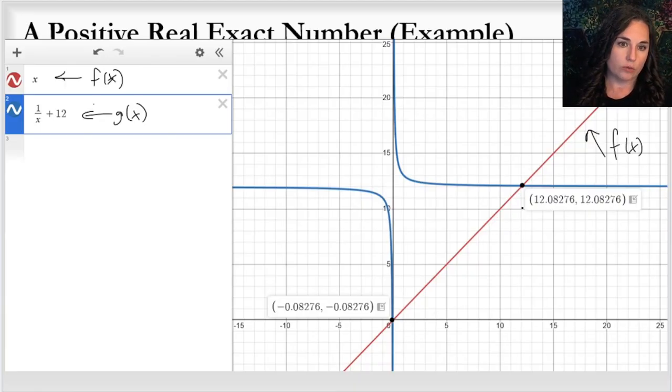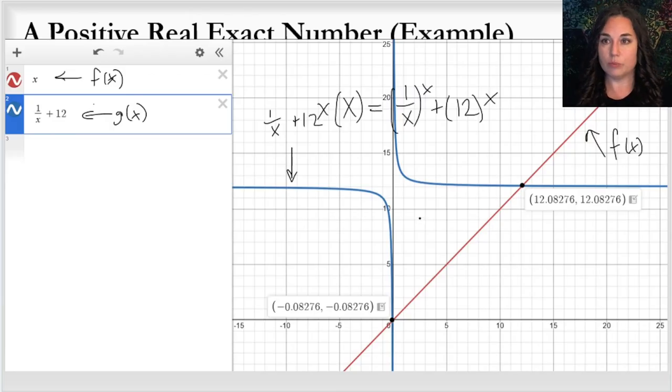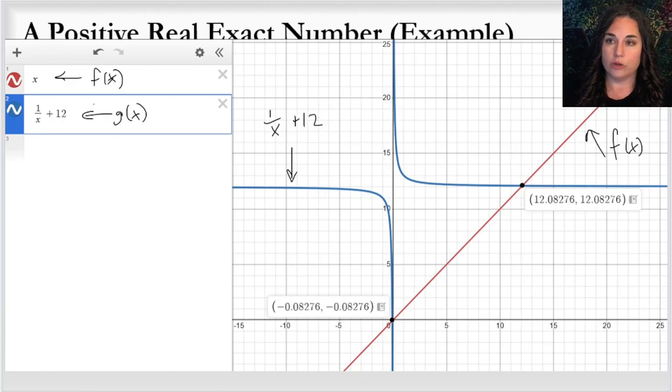That line, where does that line equal this function here? Well, I know the equation of that function here. That's 1 over x plus 12. You can see that it's the reciprocal function, and it is moved up by 12 units, right? 12 units upward.